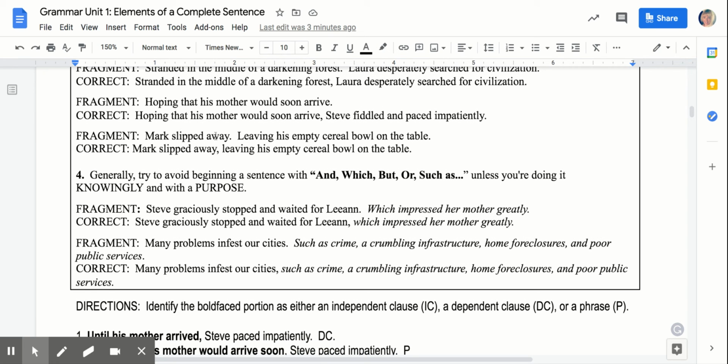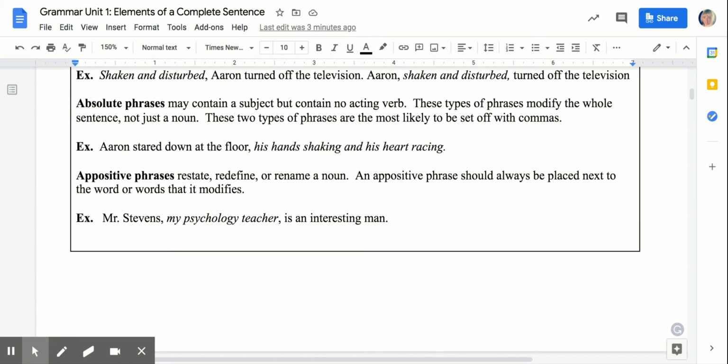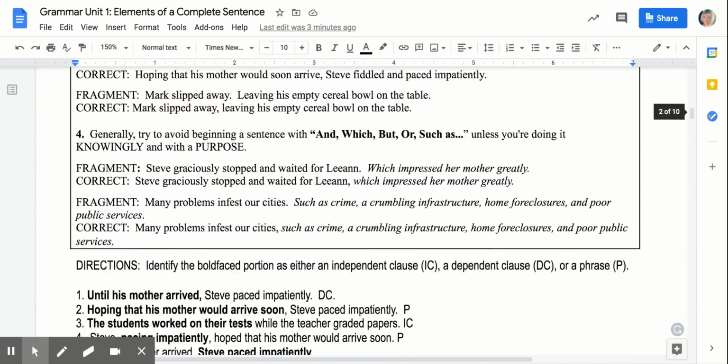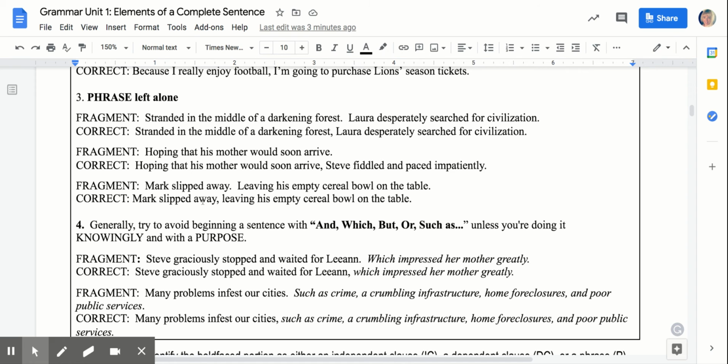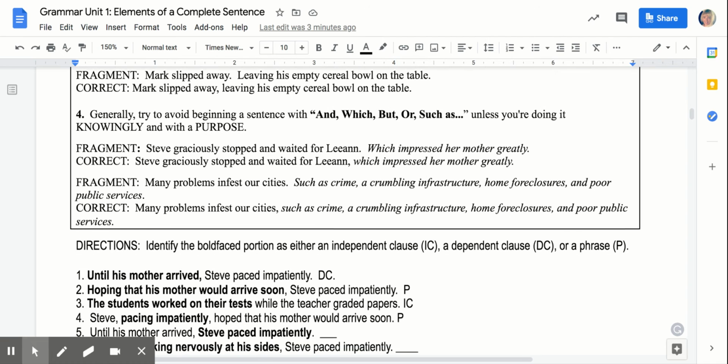"Mark slipped away." Okay, there's a subject, a complete sentence. But then we have the phrase "leaving his empty cereal bowl on the table." Leaving his empty cereal bowl, right? What kind of phrase is that? It happens to be an absolute phrase that's left on its own. It needs an independent clause. "Mark slipped away, comma, leaving his empty cereal bowl on the table."